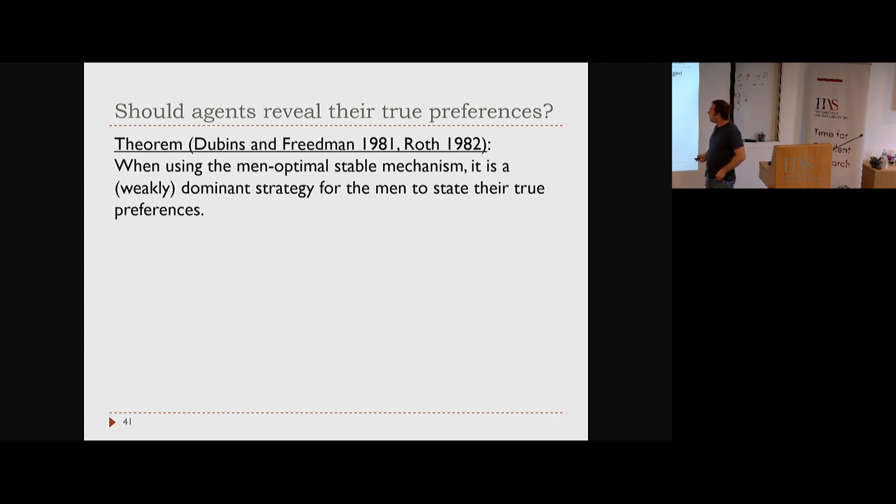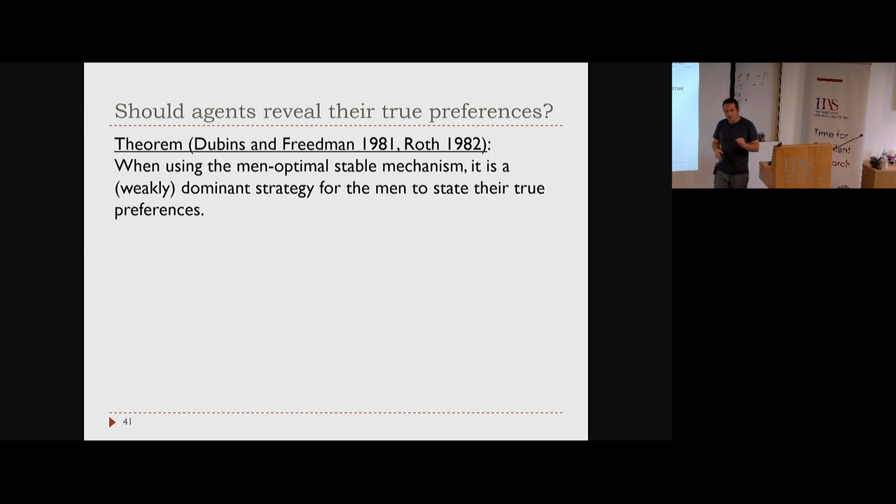Okay? But theorem: when using the men optimal stable mechanism, meaning we're running the men proposing deferred acceptance and whatever we get out of that is our matching, it is a weakly dominant strategy for the men to state their true preference. That theorem turns out to be slightly more difficult to prove than you'd expect, because it sounds reasonable. Here is an easy intuition for that, which is not valid, but it is an intuition.